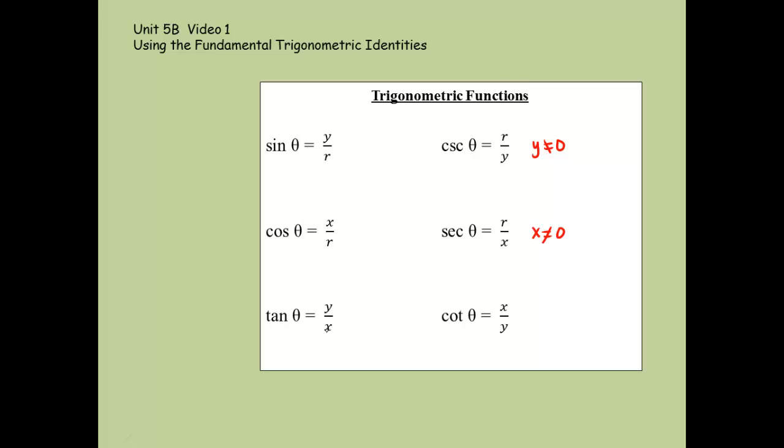The tangent of theta is y over x. X cannot equal 0 because it's in the denominator. And the cotangent of theta is x over y, and that's when the y can't be 0 because it's in the denominator. Well, where does all of that come from?